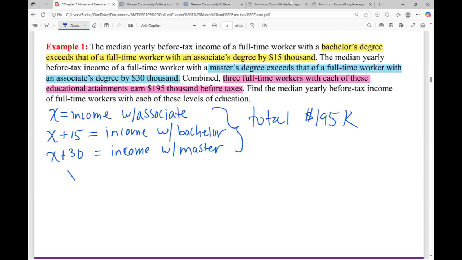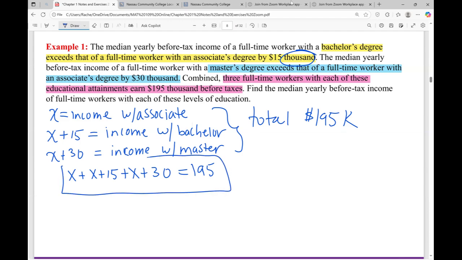So that means X plus X plus 15 plus X plus 30, right? Because those are my three incomes for associate, bachelor, and master. That has to total or equal 195,000. Now, you see how we're assuming we're in thousands, so I'm not going to write the 3 zeros just to make it easier for us. But when I look at this, I know that that's 15,000, 30,000, 195,000, and X is in thousands, and we could add that on at the end. So we just set up an equation here that models the income based on degree.